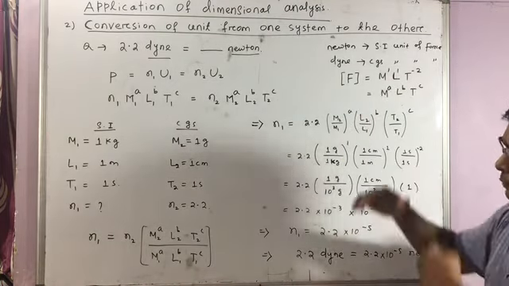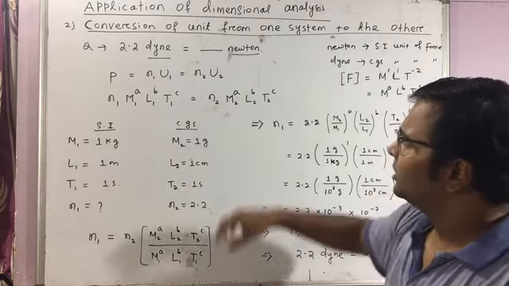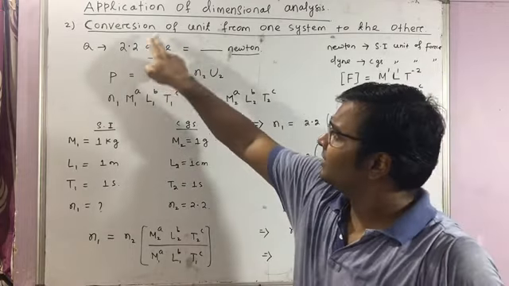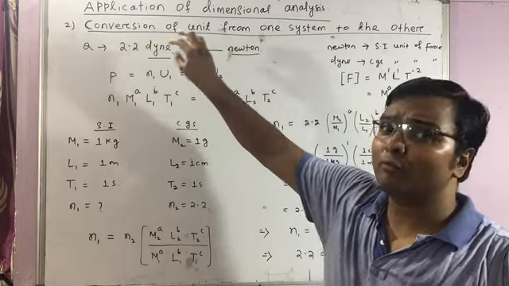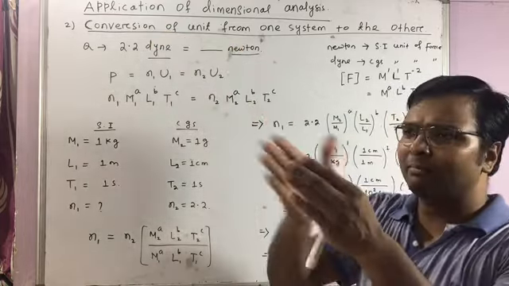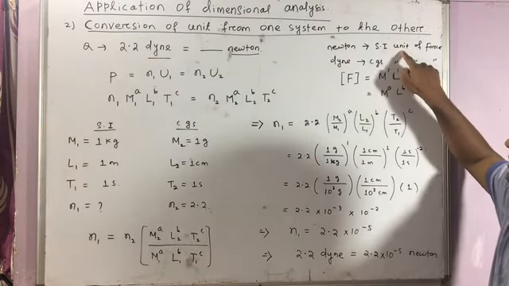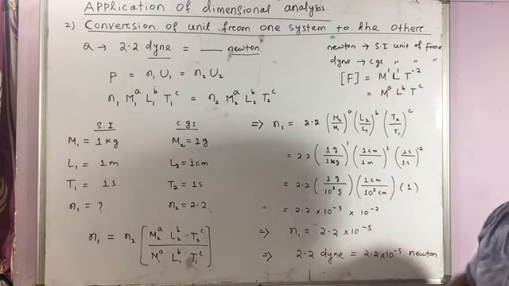Before that, let me explain the process of how you can convert. Let us understand how we can measure this. See, dyne is a unit of force, and so is Newton. But the two units belong to different systems. Newton is the SI unit of force. Dyne is the CGS unit of force.